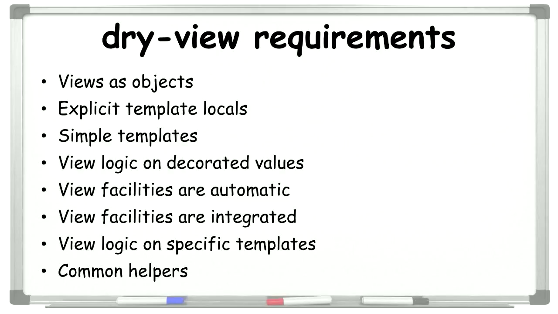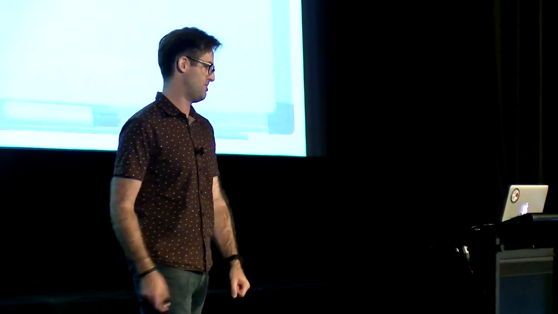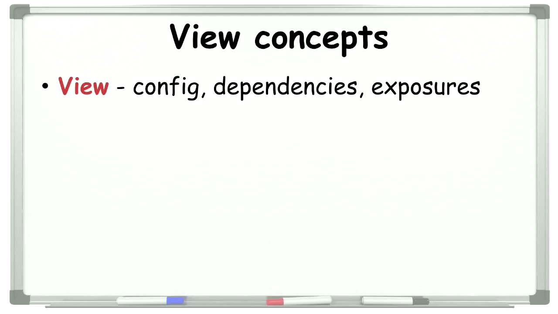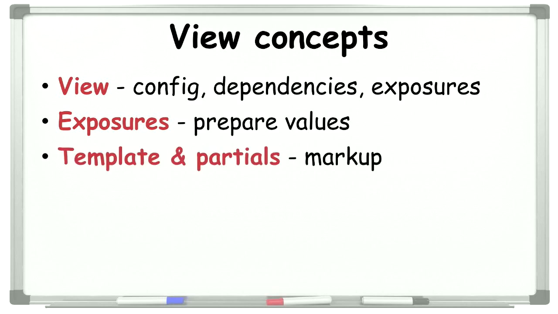So I think we've made it now, and it's not just because we're out of space on our giant whiteboard. I think we've given this system everything it needs. And we did that by working through those requirements you shared and using them to help us discover the concepts around which we could better organize our views. We started with views themselves, views as standalone objects, carrying configuration, dependencies, declaring exposures. And those exposures prepare the values that we want to pass to our templates. The templates define the markup that gives us our view output.